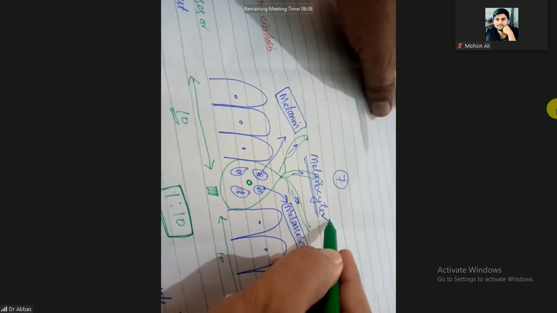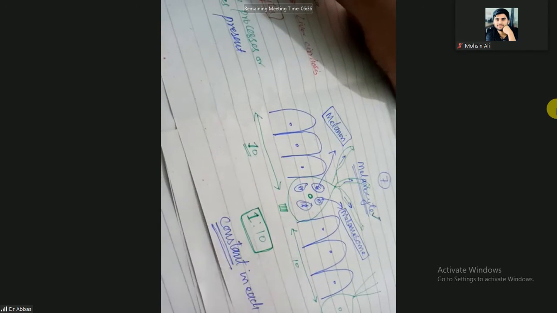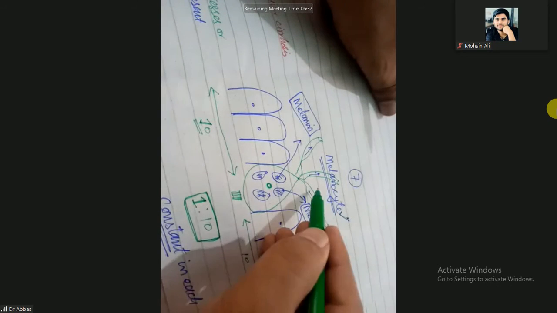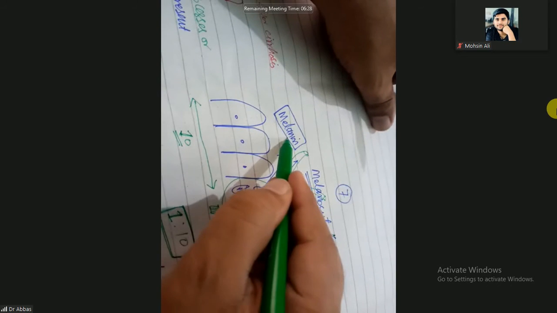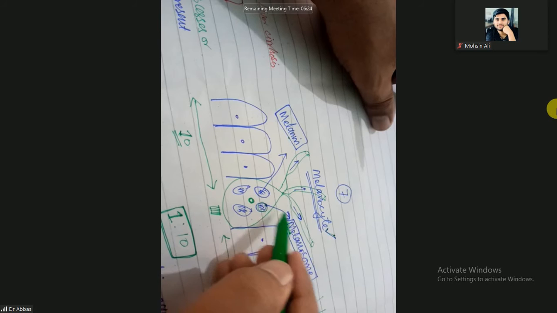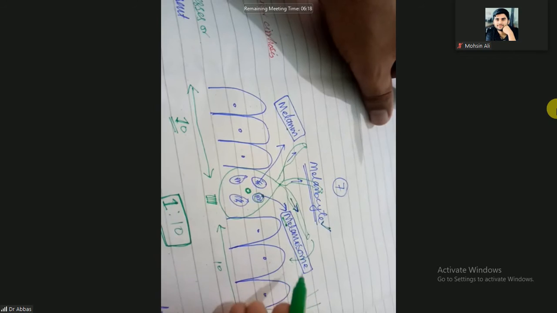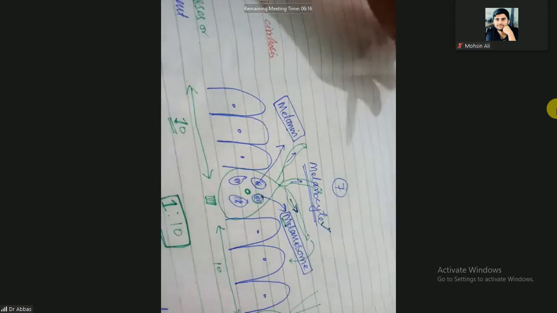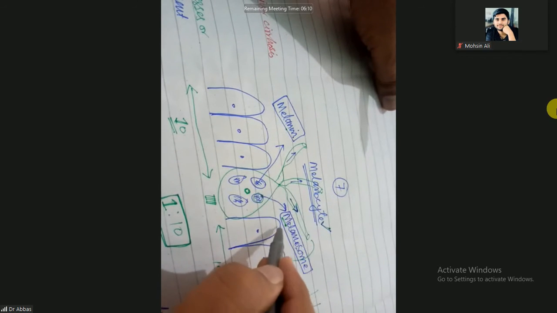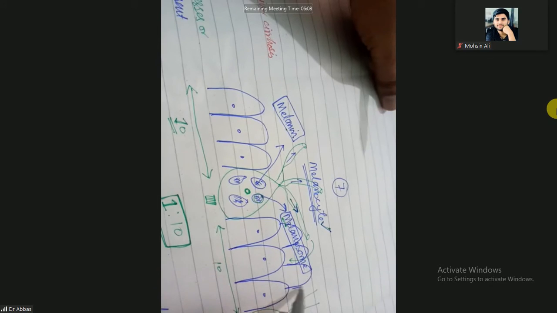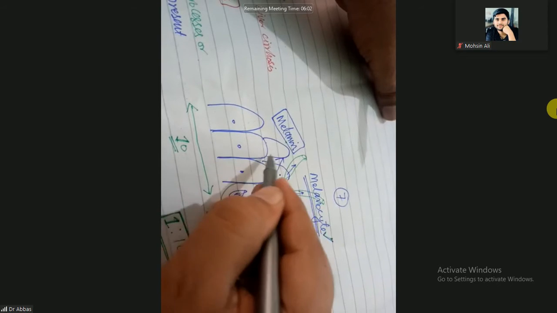Keep in mind, melanocytes, what is their ratio? They are present after 10 keratinocytes. The ratio is 1:10. But these melanocytes have melanosomes. These melanosomes are filled with melanin. So melanosomes will transfer their melanin through the processes to the keratinocytes. These are the nearby keratinocytes.